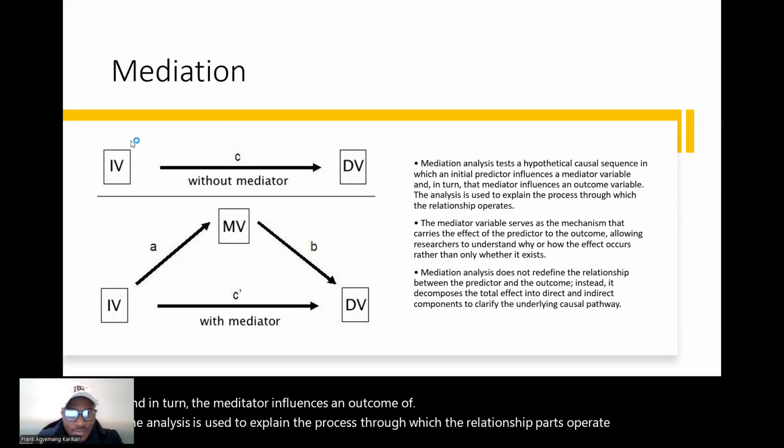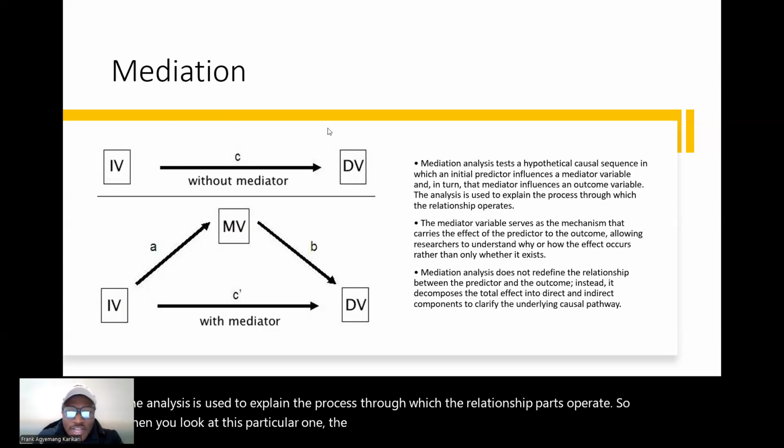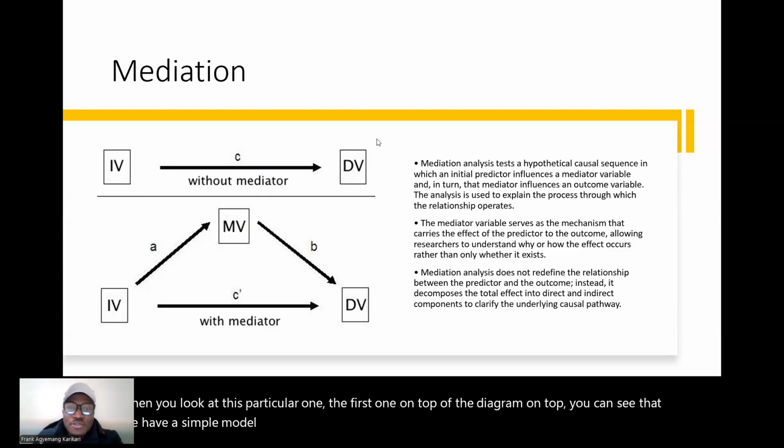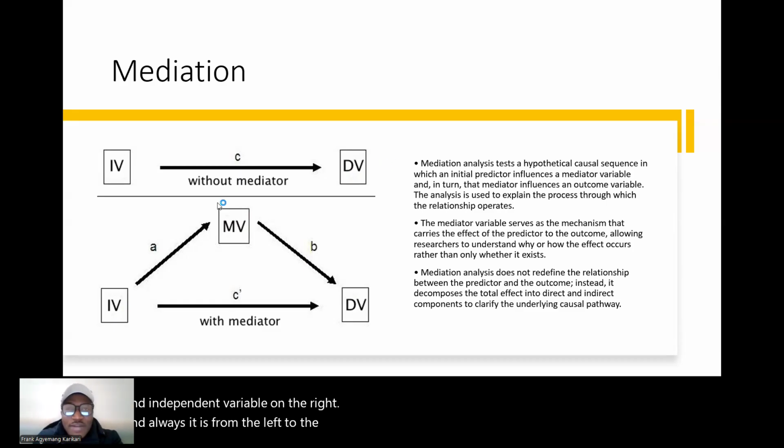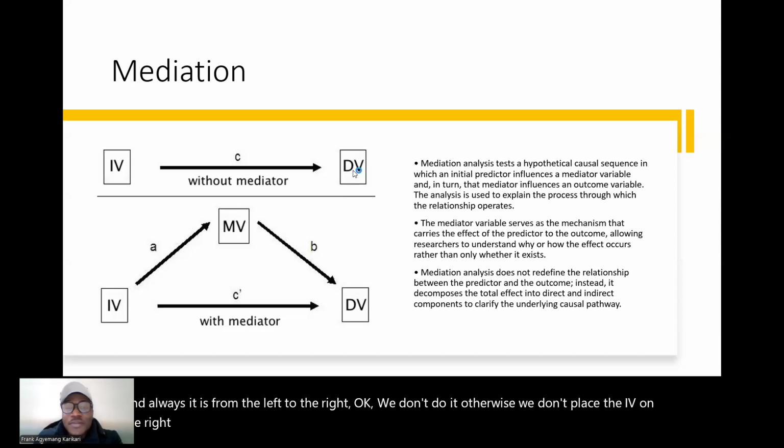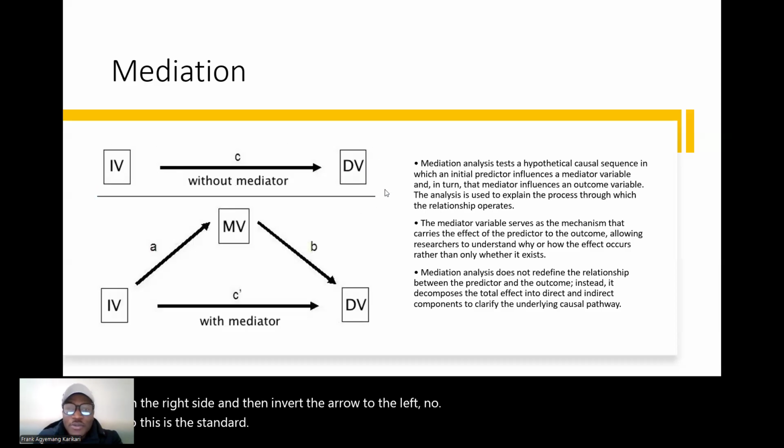So when you look at this particular one, the diagram on top, you can see that we have a simple model here where there are two different constructs, the independent variable and then the dependent variable on the right. And always it is from the left to the right. Okay, we don't do it otherwise. We don't place the IV on the right side and then invert the arrow to the left. No. So this is the standard and the norm that we always observe. So in this simple model, there's no mediation.